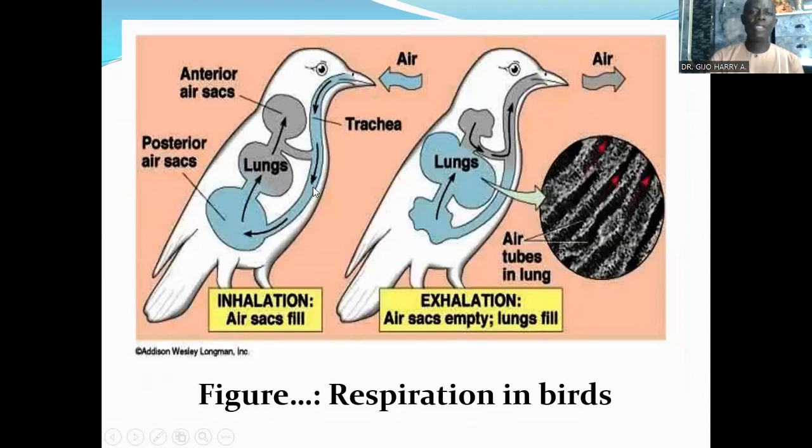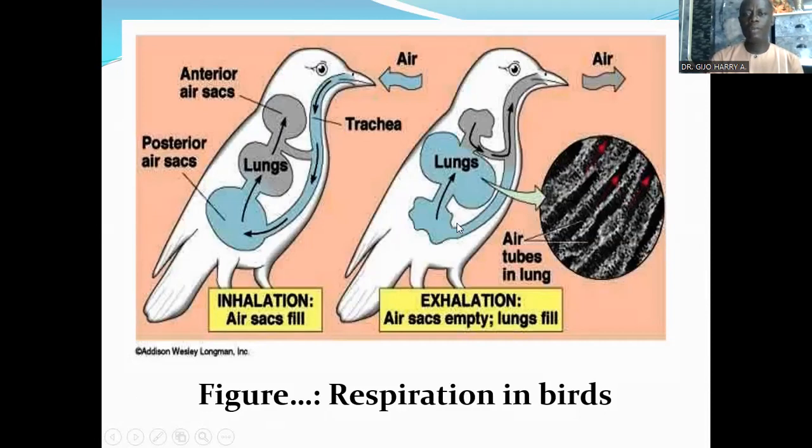And then upon exhalation, the air now goes into the lungs, into the anterior air sac. And carbon dioxide also goes out through the nostrils. So during inhalation, that's what occurs. The air goes into the posterior air sac, to the lungs, and the anterior air sac. Now, this is what happens during exhalation.